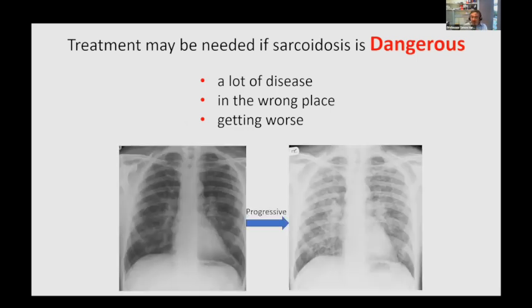So here's a different example from our initial case with the patient's initial chest X-ray on the left-hand side, and with a period of monitoring. In this patient's case, it didn't get better, it got worse, and you can probably see that the X-ray on the right shows more disease in the lungs than there was on the left. So in this situation of worsening disease, therapy with steroids may be considered.